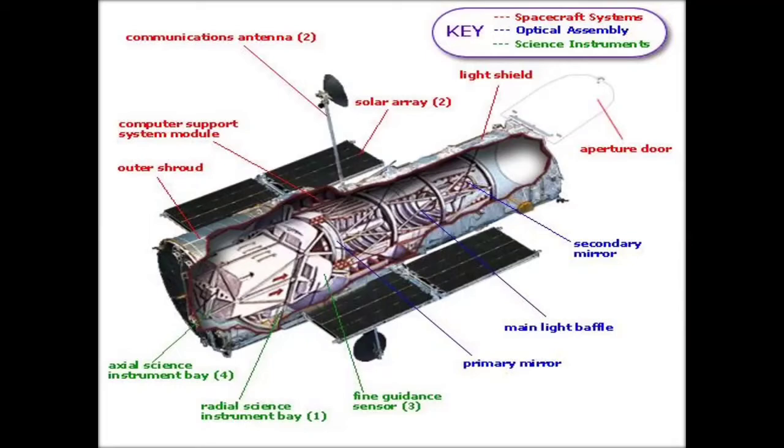This is the structure of the Hubble telescope. It has a communication antenna, solar array, light shield, aperture door, secondary mirror, main light baffle, primary mirror, fine guidance sensor, radial science instrument bay, axial science instrument bay, outer shroud, and computer support system module.